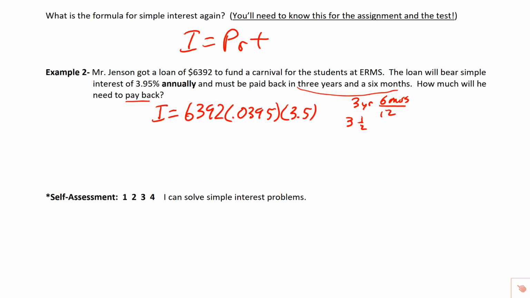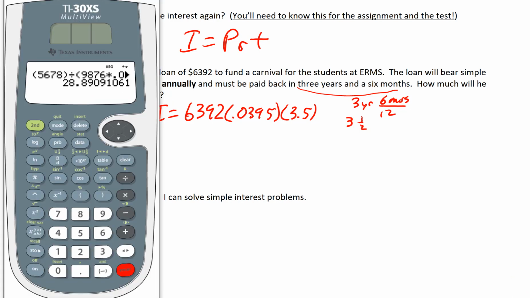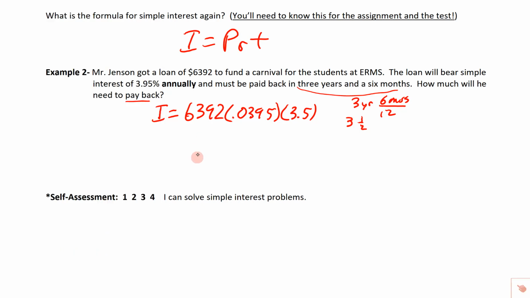So we're going to go ahead and throw that in the calculator. So let's take a look and see what we've got. We end up with, let's see, 6392 times 0.0395. And then we're going to times that by 3.5. Double check everything, make sure that it's in there the right way. Hit enter, and we end up with 883.69. Is that enough to bump that up to 70 cents? Because this is $883.69 and a little bit more. That 4 is not quite enough.